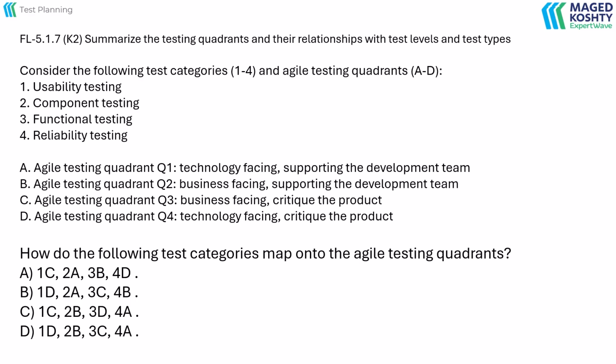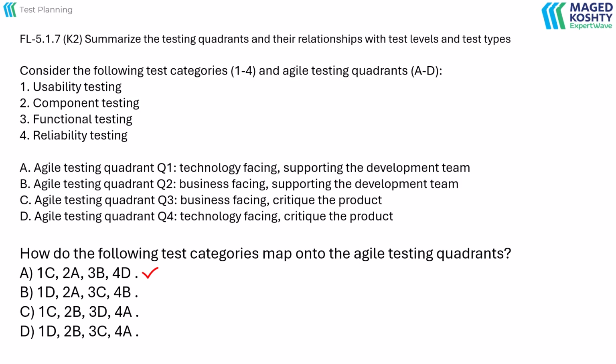I guess this is a straightforward question. As usual, pick one that you're sure of and move on from there. Usability testing is business level, critique the product, Q3. So, 1 is mapped to C. 2, component testing is Q1, so 2 is mapped to A, which makes option A our correct answer.